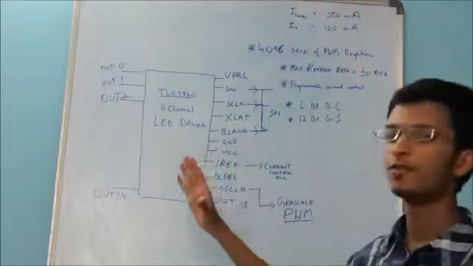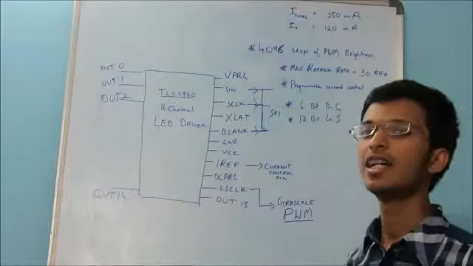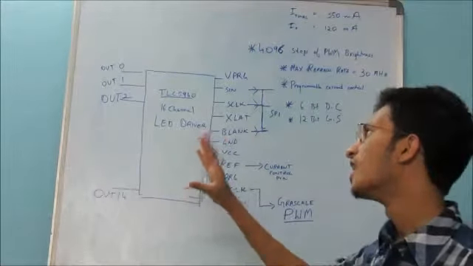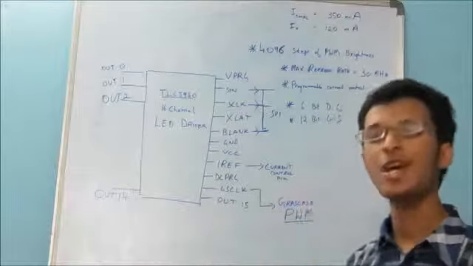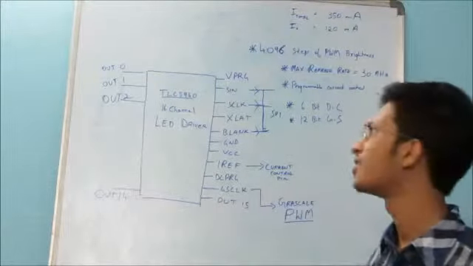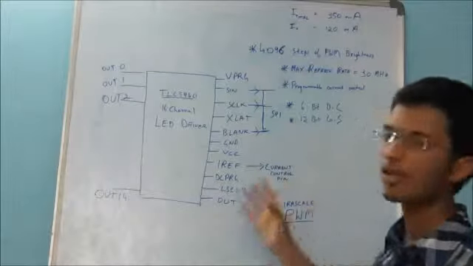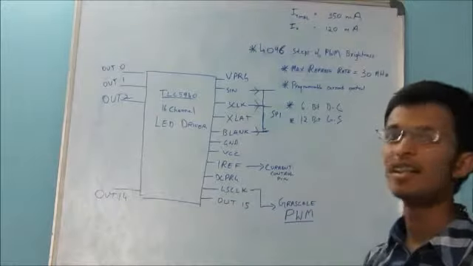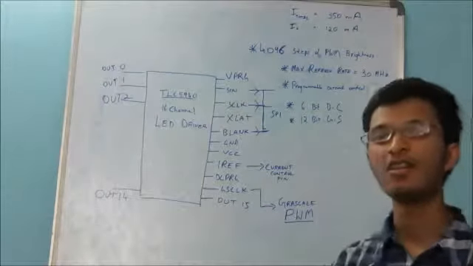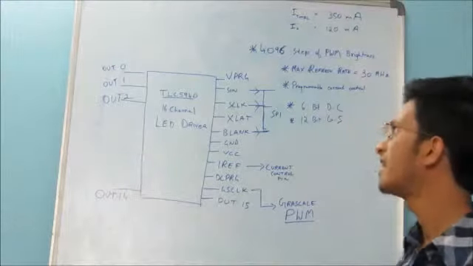This is the TLC 5940 16 channel LED driver. It has 16 outputs, each capable of sinking 150 milliamp of current and 350 milliamp of current in total. It is interfaced via an SPI bus: SIN, SCLK and blank. With these three pins we can control the 16 LEDs.